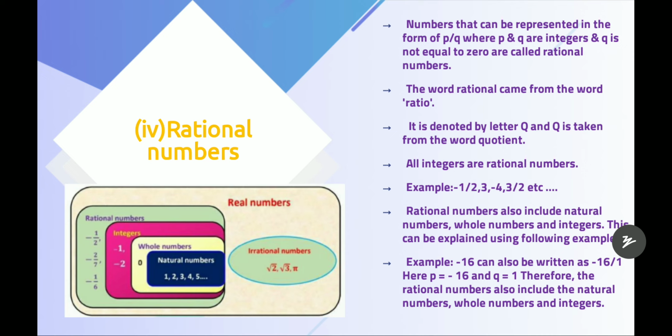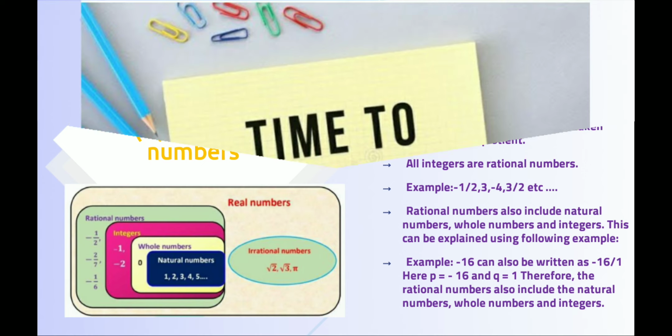Rational numbers also include natural numbers, whole numbers, and integers. This can be explained using the following example. You can take the example minus 16, right? It can be written as minus 16 by 1. P is equal to minus 16 and Q is equal to 1. Therefore, the rational numbers also include the natural numbers, the whole numbers, and integers. So, rational numbers are also real numbers.